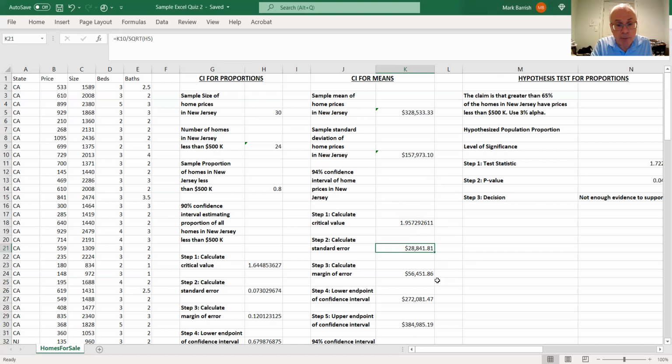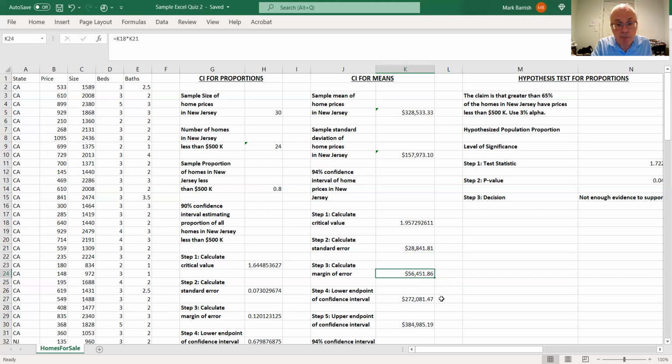Now calculate the margin of error. Okay. What's the margin of error? It's simply the critical value times the standard error. I multiply those two numbers, K18 times K21, and I get this $56,451.86 is my margin of error.